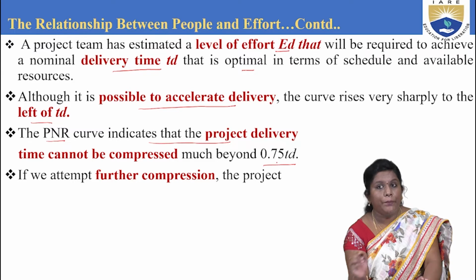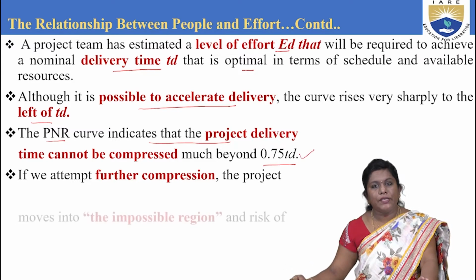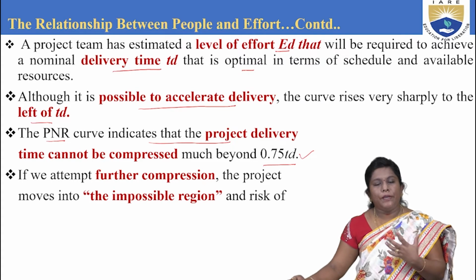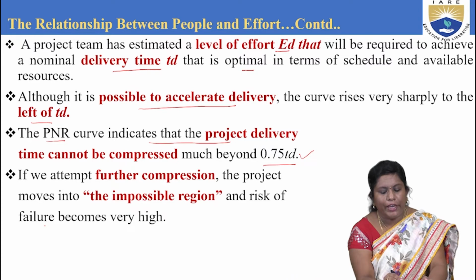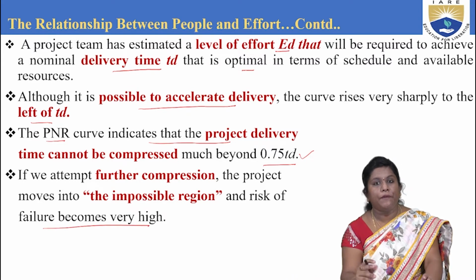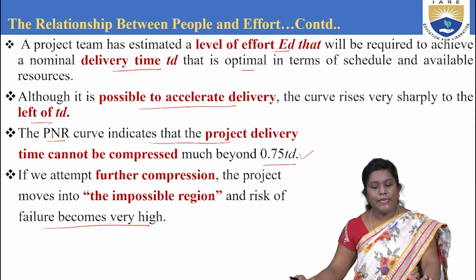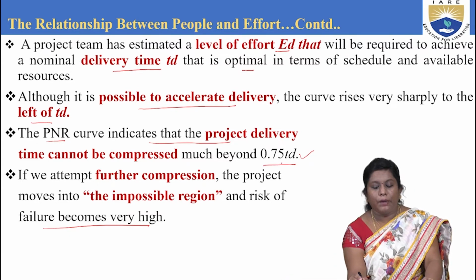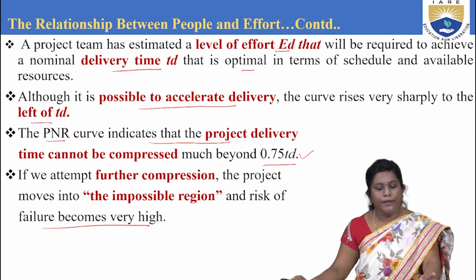But if you try to compress more than this particular value, there is an impossible region, which will cause a risk, and the failure rate is too high. So again, from the initial steps, you have to change the values and do everything all over again. As you try to compress more, it becomes too risky and the failure rate is also too high.